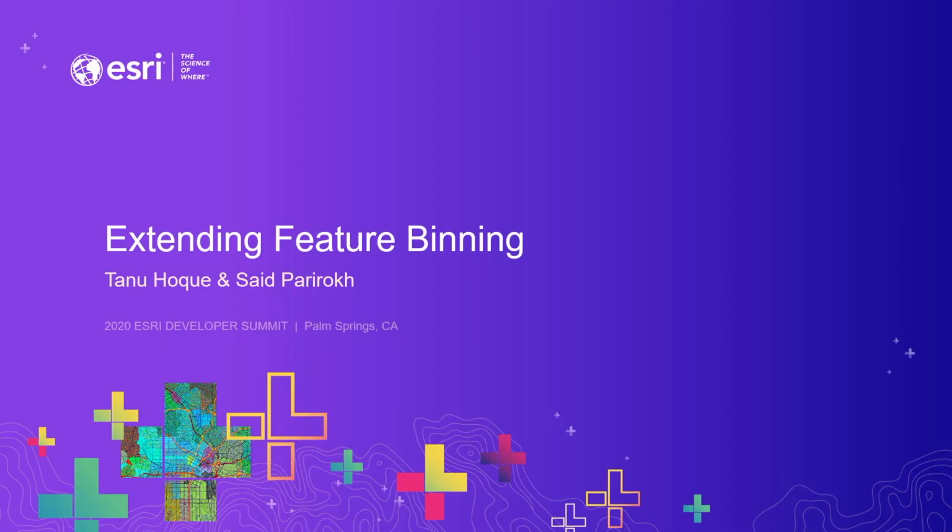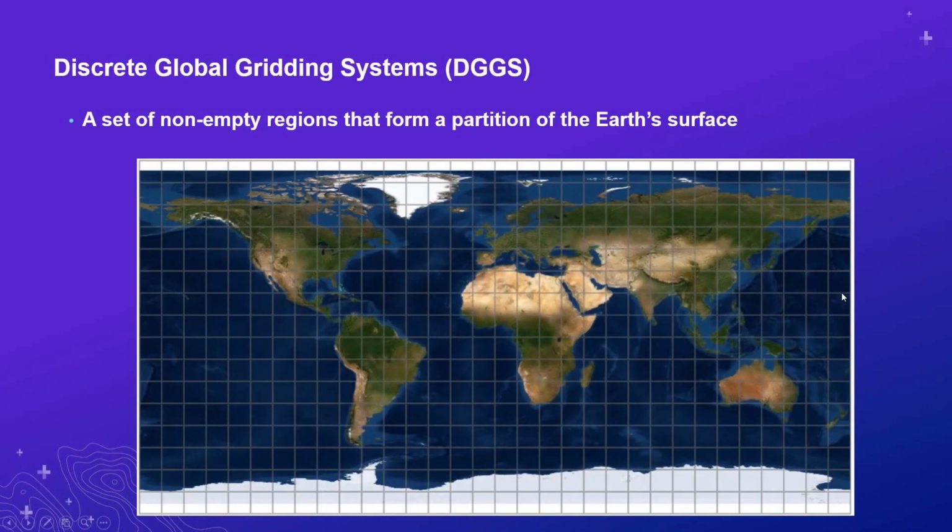Before we can write custom SQL, we first have to understand a little bit about feature binning, the implementation, and the information model, so that we can take advantage of those things when we're writing our custom SQL. So underneath the hood, all feature binning really is a discrete global gridding system, also known as a DGGS. This is really a mosaic which covers the entire Earth's surface. The rigorous definition is a set of non-empty regions that form a partition of the Earth's surface. For our purposes, we can just think of it as a grid which is overlaid on top of the Earth.